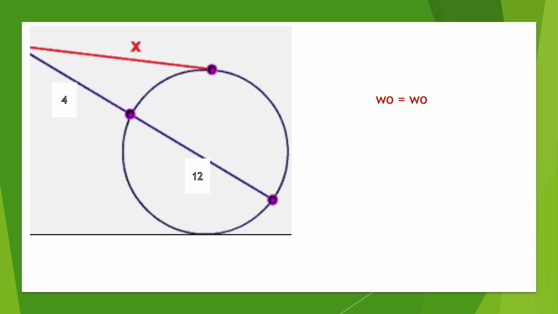Okay. Whole times outside equals whole times outside. In the case of the red tangent x, the whole and the outside are the same exact thing, making the x squared. So 16, which is the whole length, times 4 is equal to x, which is the whole length, times x, which is the external part. So 64 is x squared. Square rooting both sides, x is equal to 8.